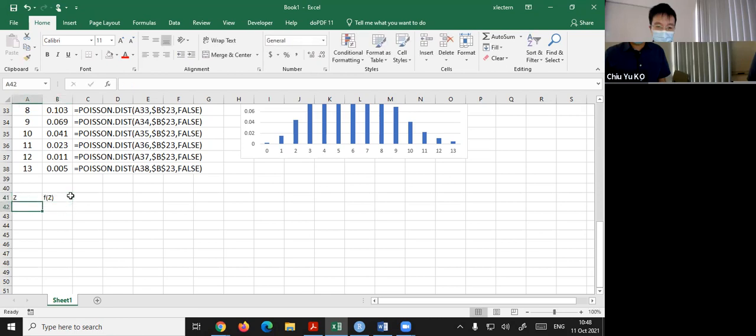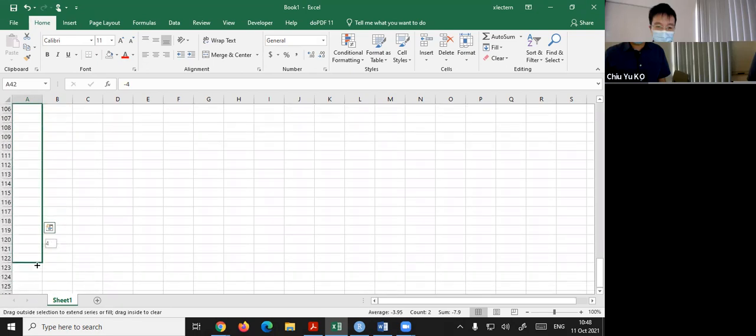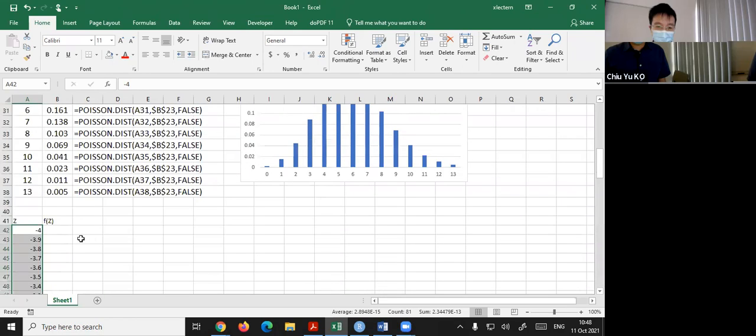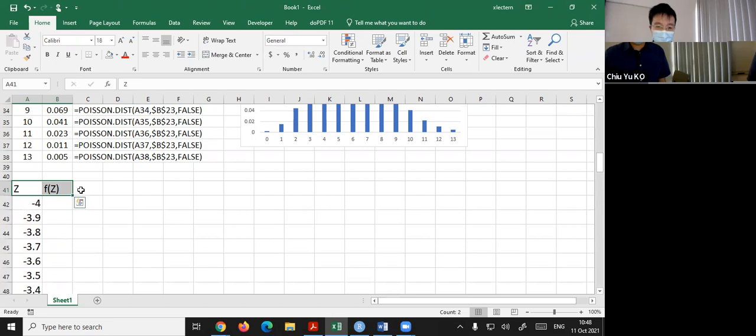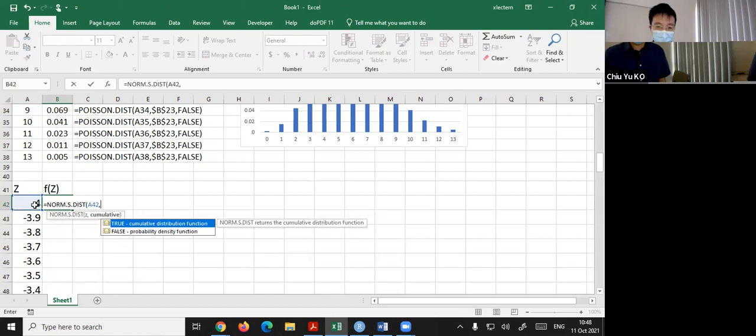Then you have a lot of numbers. We start from -4, -3.9, and go on a long way until 4. I have 81 rows there. Make it bigger. Then what I'm going to do will be the norm.s.dist function. Do remember I want to draw the bell curve, so I use the false one, not the true one. If I were trying to do this for the Z table, I would use the true. But I want to draw the bell curve now, so that's false.